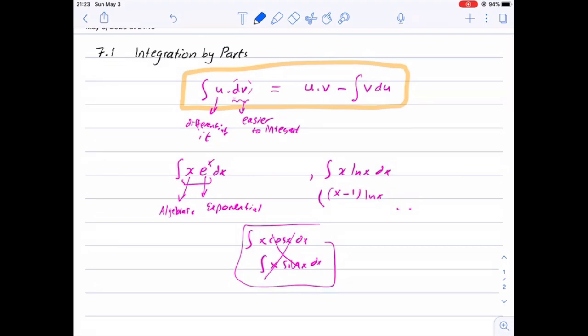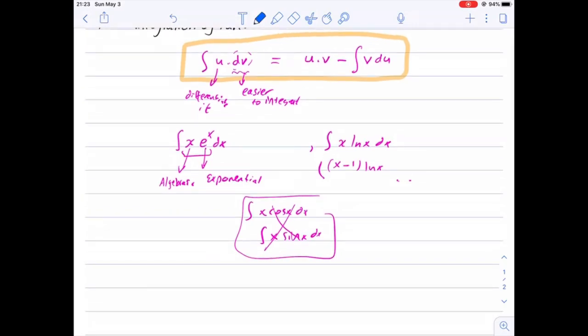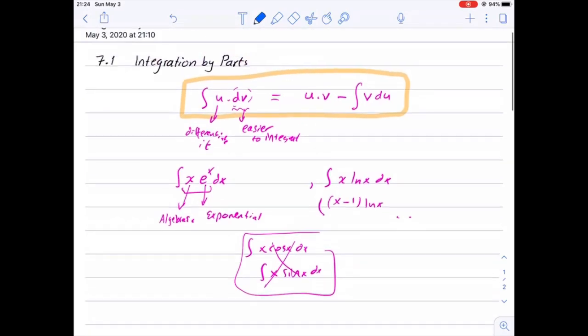So we need to choose u and dv. Which part is u and which part is dv? dv is the part that's easier to integrate. For example, we have x and e to the x. Here we don't need to worry much about which one to use for dv. We can use e to the x for dv, and x we call u.